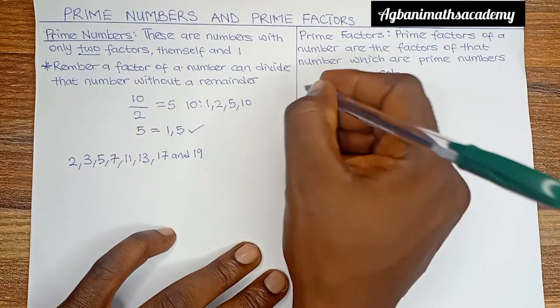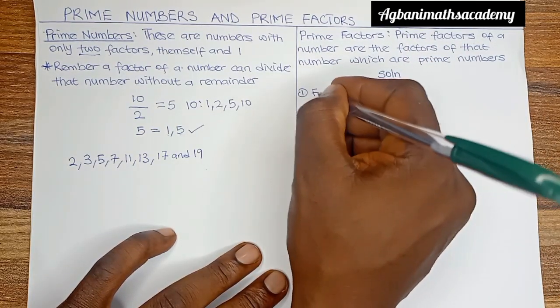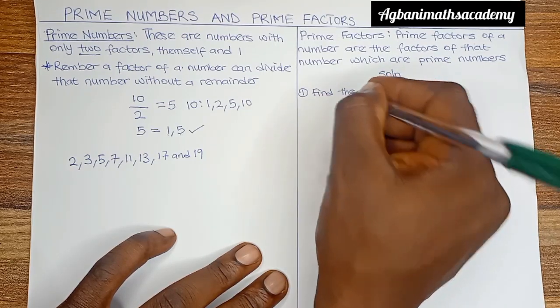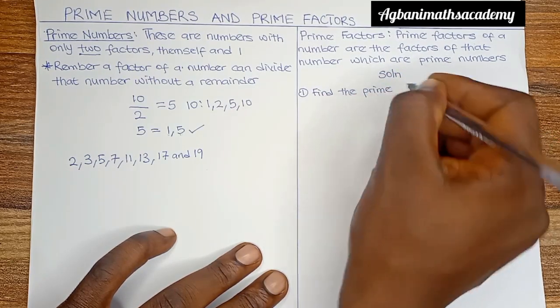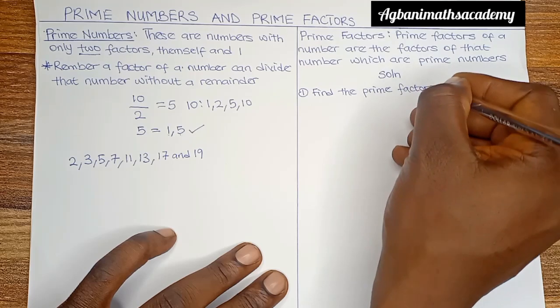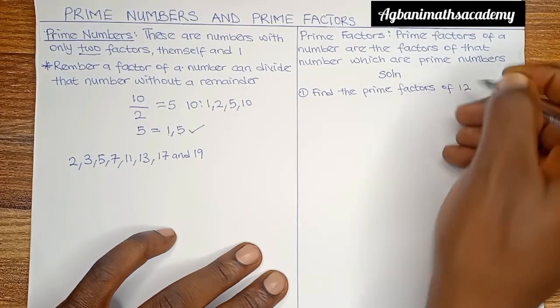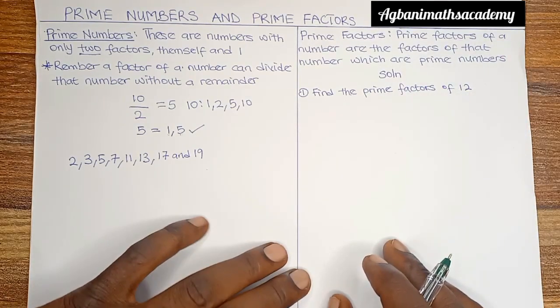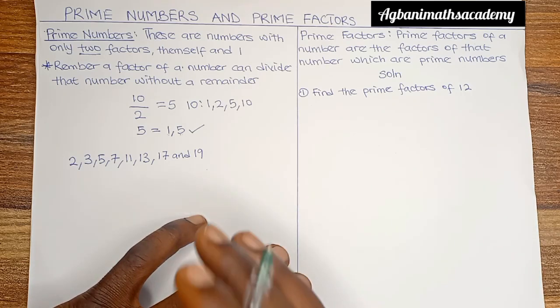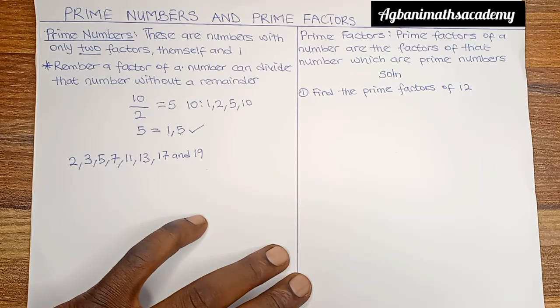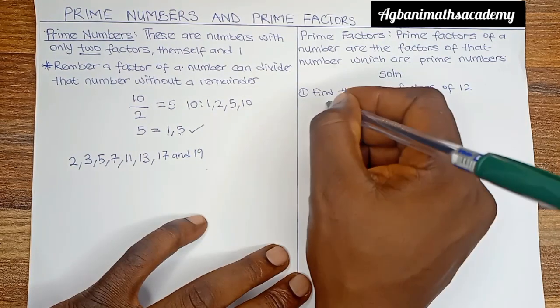Okay, example 1, find the prime factors of 12. So we're expected to find the prime factors of 12. For us to find the prime factors of 12, the first thing we need to do is get the factors of 12.